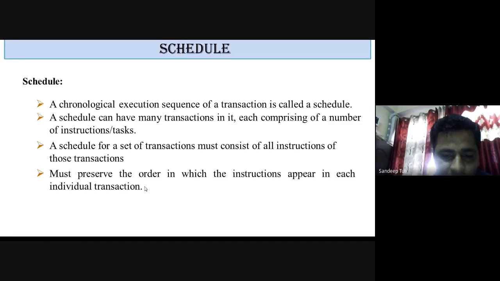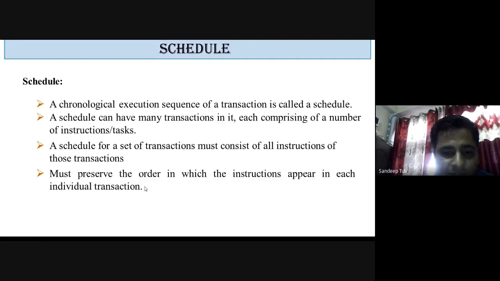Now we have seen transactions. A transaction is a collection of some statements that are executed, starting with start transaction and ending with commit. So a transaction is a set of statements. Now what is a schedule actually? A schedule is a collection of transactions.